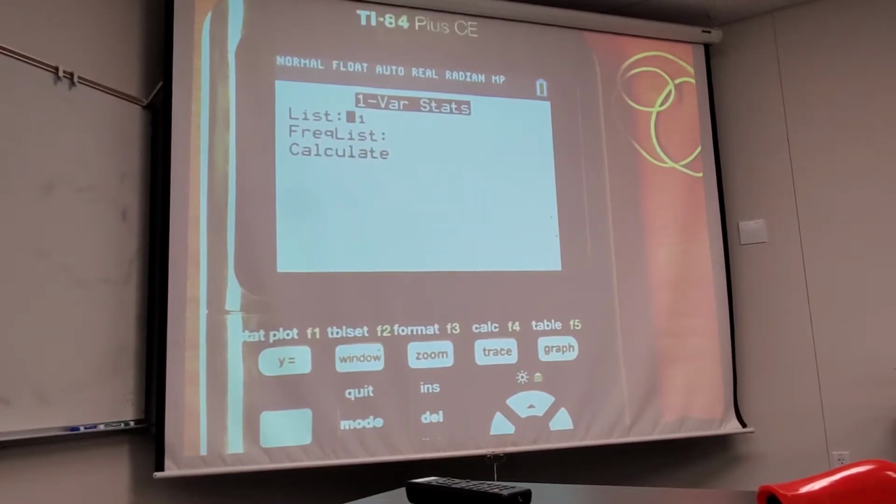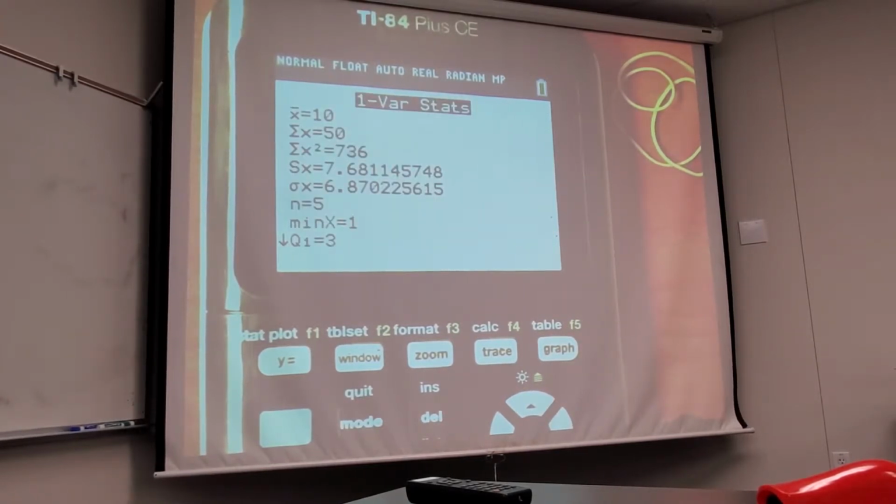Oh, yeah. If you have the newer calculator, it's going to say something here. If you have the older calculator, this doesn't show up. It just defaults to List 1. I think most of you got this one. List 1. There's no other list. Calculate. And look at everything it tells you.